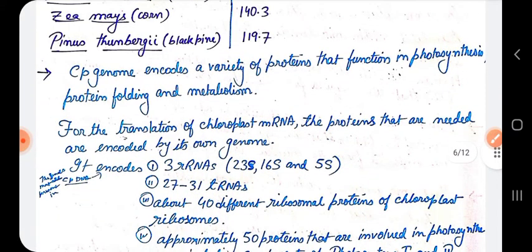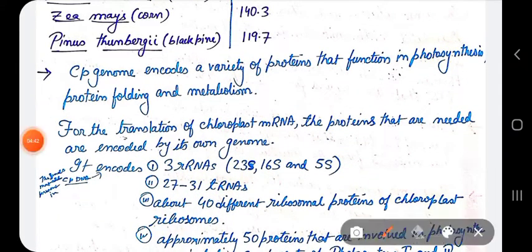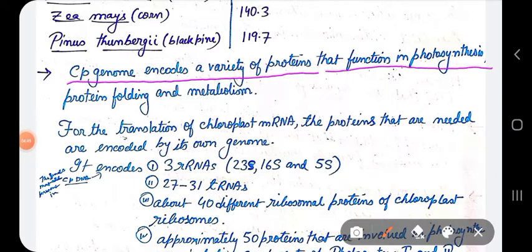Well, the chloroplast genome encodes a variety of proteins that function in photosynthesis, protein folding, and metabolism. So different functions are played by chloroplasts. And the DNA which is found in the chloroplast encodes some proteins. Those proteins have various functions related to photosynthesis, the folding of proteins, and metabolism.